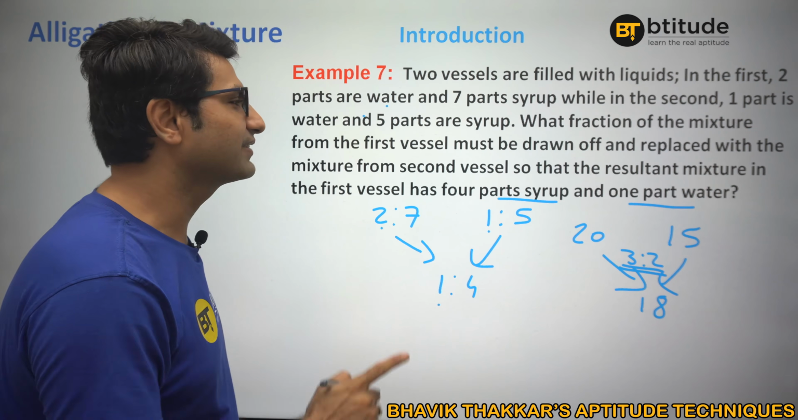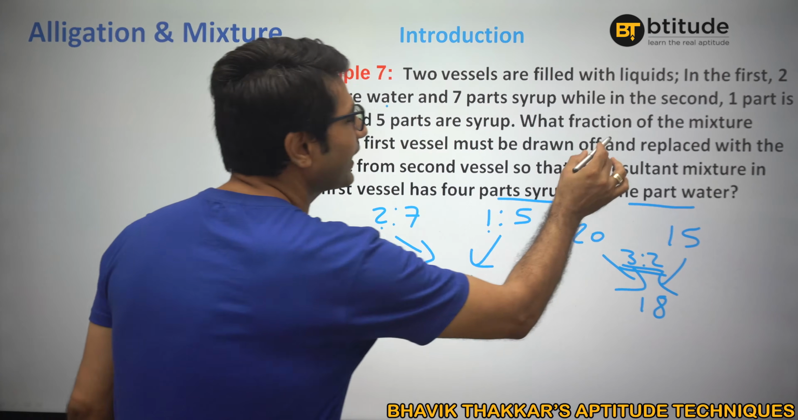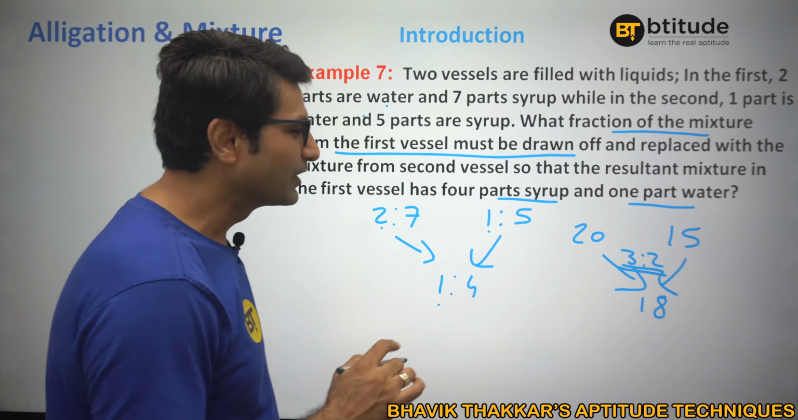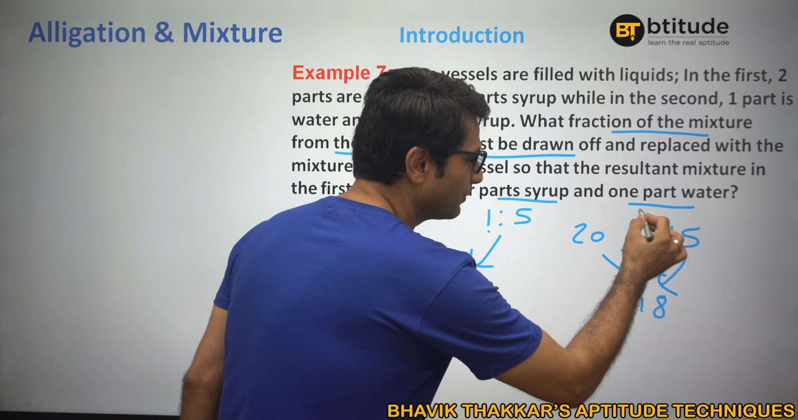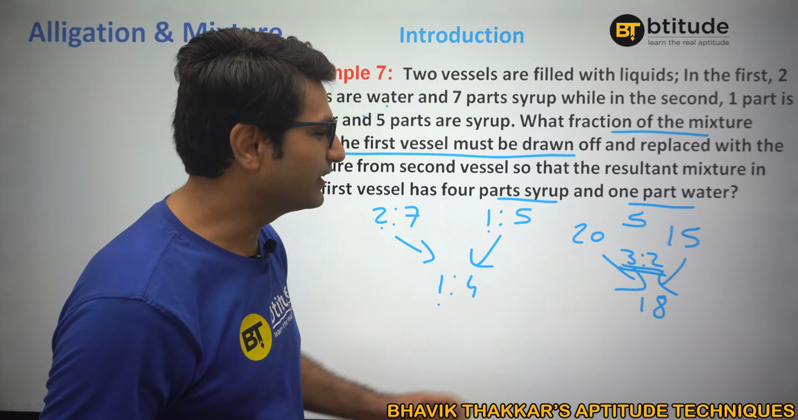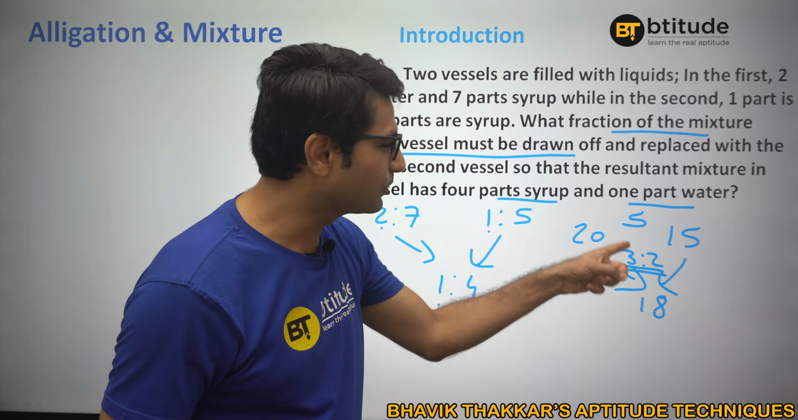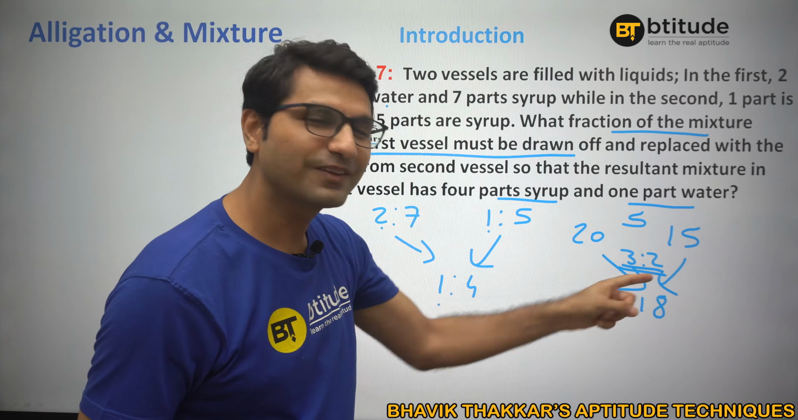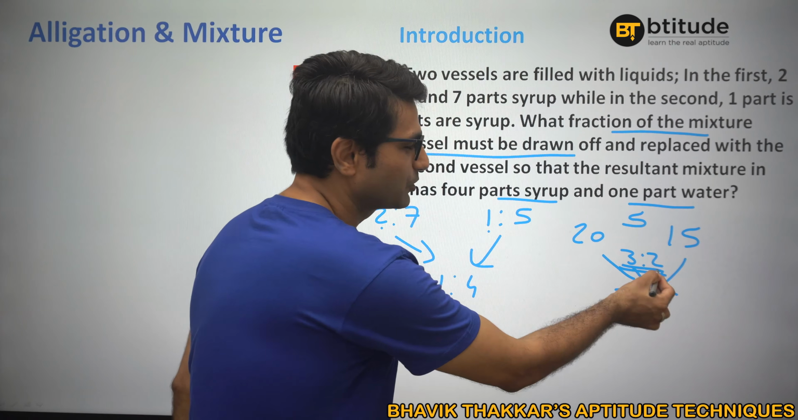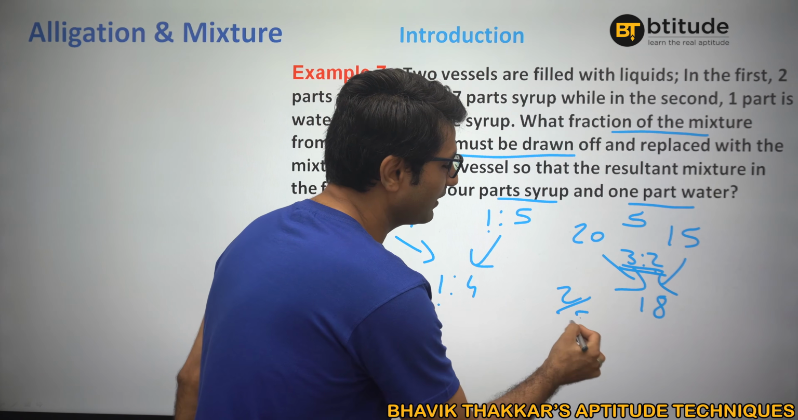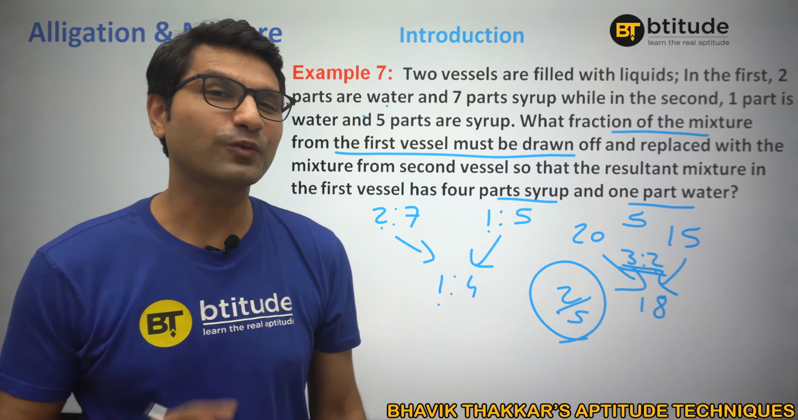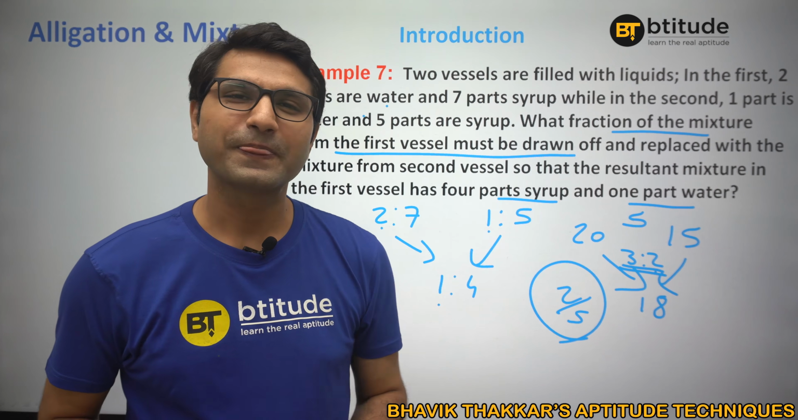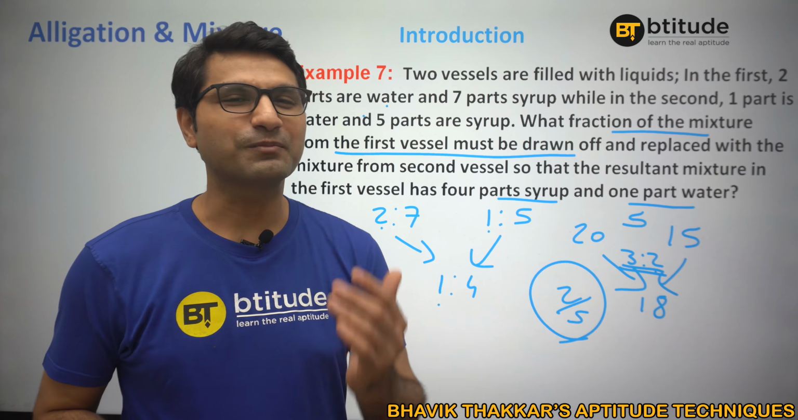But what is the question? The question is, what fraction of the mixture from the first vessel must be drawn off? So that means the total would have been 5 parts, out of which how much is drawn off? Obviously this 2, because 3 is still there. So 2 is drawn off and replaced by this, right? So how much is replaced? 2 by 5. 2 by 5 is your answer. What fraction? 2 by 5. What percentage? Then in 200, 40%. If you can understand this, that's about it.